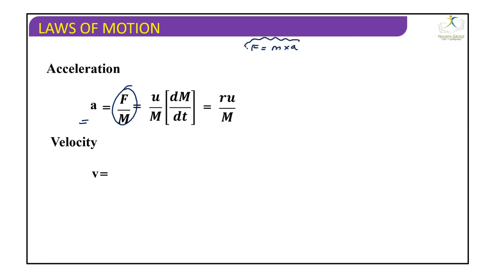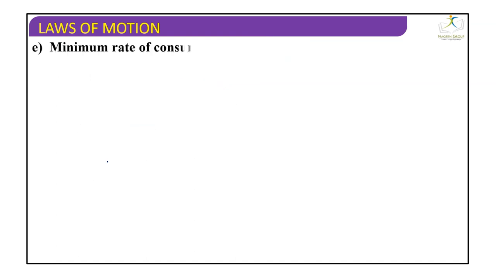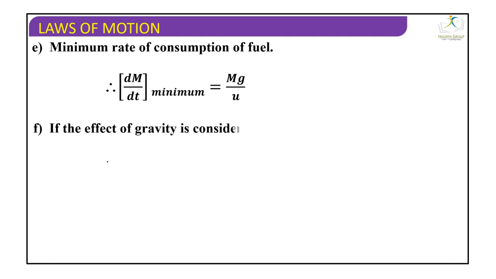I think this is a basic concept which you all know. So a = F/m came from there. I'll just put this value of F here. Now this value came in this final result like Ru by m. Velocity u log_e(m0/m). So for the minimum rate of consumption, dm/dt is the minimum. Final result we can say mg/u.